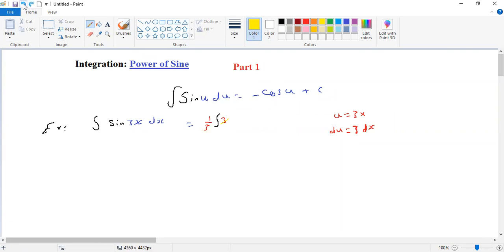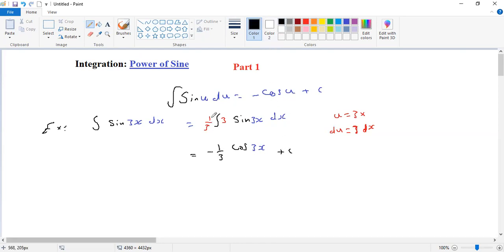So sine 3x dx. The angle is 3x, that is u, and we have the derivative 3. So what is the answer of sine u du, with the derivative of u? We have the derivative 3. So the answer is minus cosine u, which is equal to minus cosine 3x plus c.